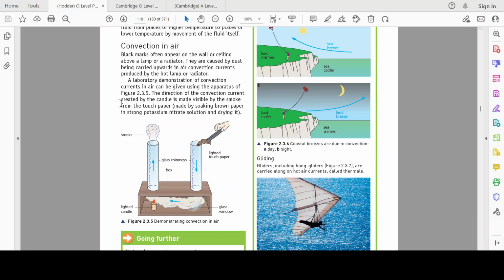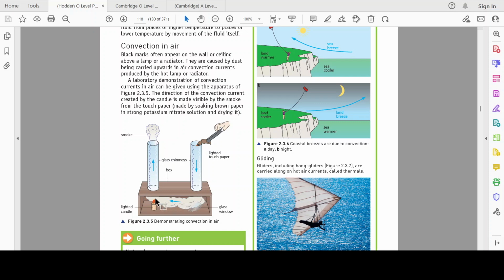The same thing is happening in air. So this is an experiment. They have some smoke over here, and they've put a candle, they've got two tubes, and they put a candle under one of them. So in this part the air is being heated, and so it is expanding, it is becoming less dense, and it's going to rise up.